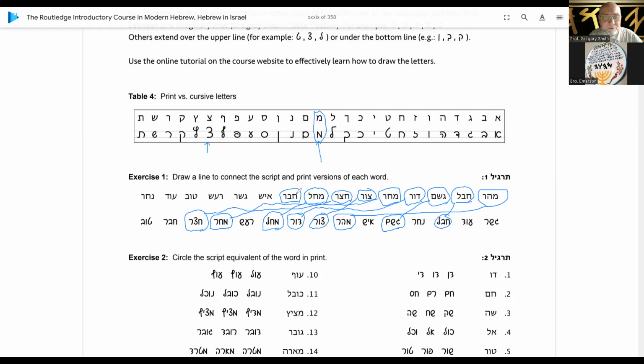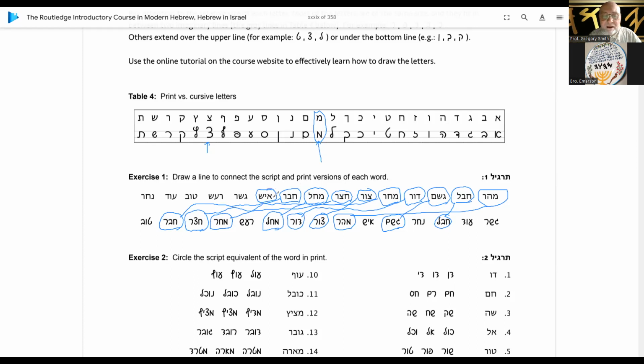It starts with the het, and the het is very similar, so I think I caught it right here. This is haver in the cursive. So we're going to connect the print with the cursive. There we go. Now, this next one looks like ish. So this is going to be man.